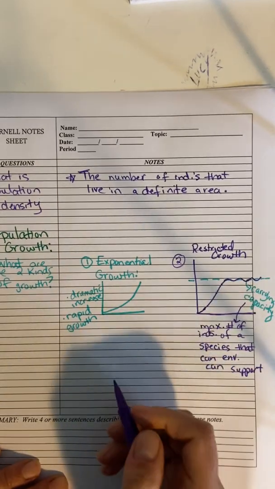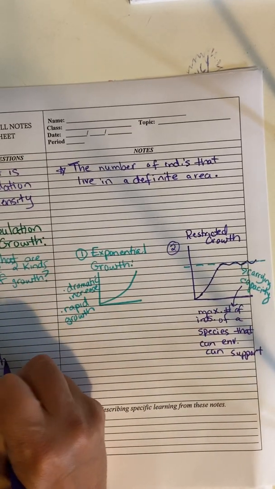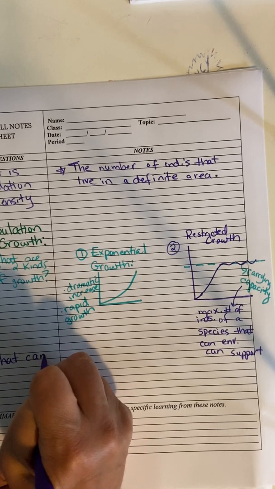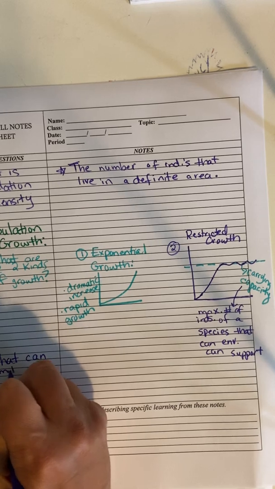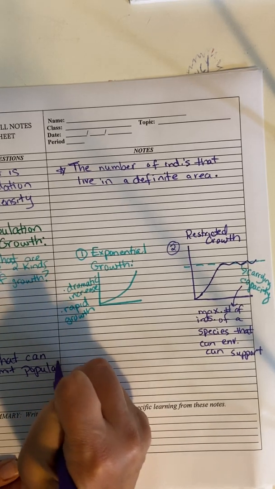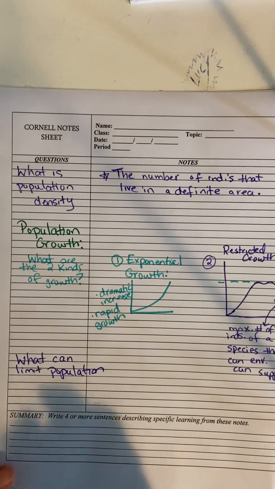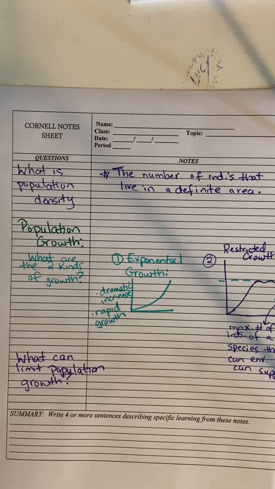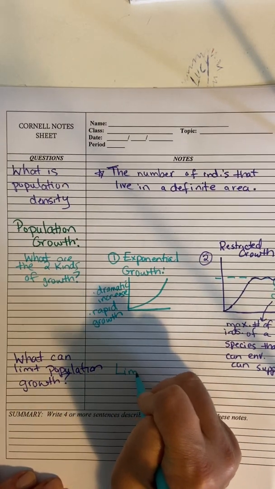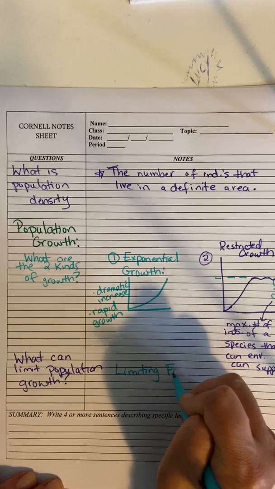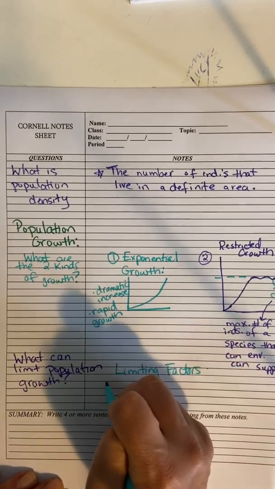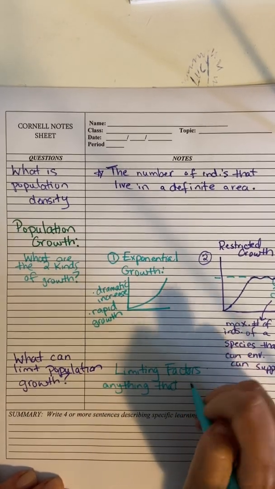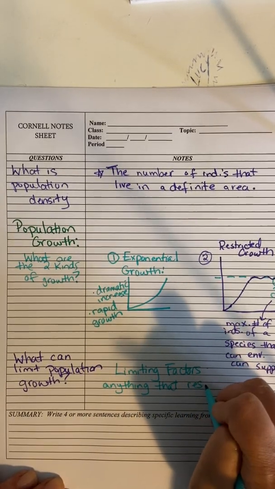And what causes you to limit that population growth and reach that carrying capacity? Well, that's those limiting factors. So last question, what can limit population growth? Well, those limiting factors. We also wrote this vocabulary word. Write it one more time so you remember. It's anything that restricts the number of individuals in a population.